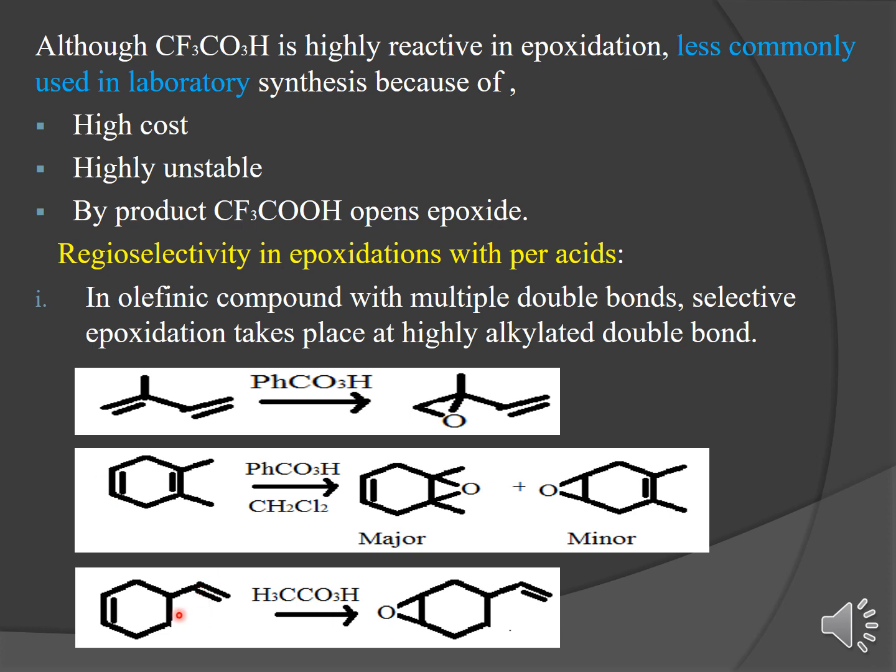Moving on to the third reaction, if you take this as a substrate and treat it with the peracid, this alkene is getting affected, not this. Then moving on to the next slide.